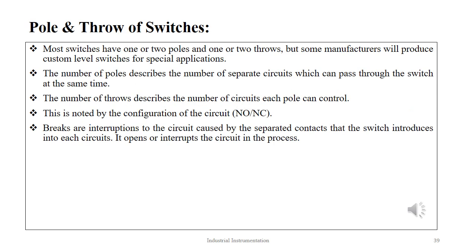Most switches have one or two poles and one or two throws, but some manufacturers will produce custom level switches for special applications. The number of poles describes the number of separate circuits that can pass through the switch at the same time. The number of throws describes the number of circuits each pole can control. This is noted by the configuration of the circuit, that is NO or NC, normally open or normally closed. Breaks are interruptions to the circuit caused by the separated contacts that the switch introduces into its circuits. It opens or interrupts the circuit in the process.